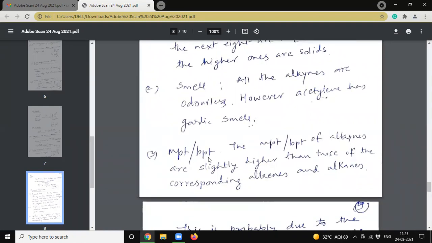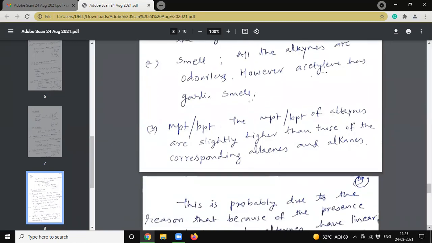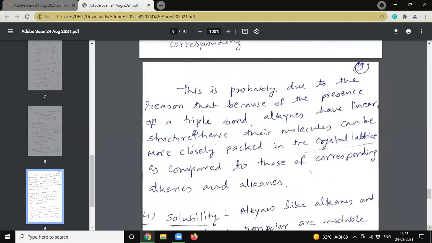Melting point, boiling point. The melting point and boiling point of alkynes are slightly higher than those of the corresponding alkenes and alkanes. This is probably due to the reason that because of the presence of a triple bond, alkynes have a linear structure. Hence, their molecules can be more closely packed in the crystal lattice as compared to those of the corresponding alkenes and alkanes.